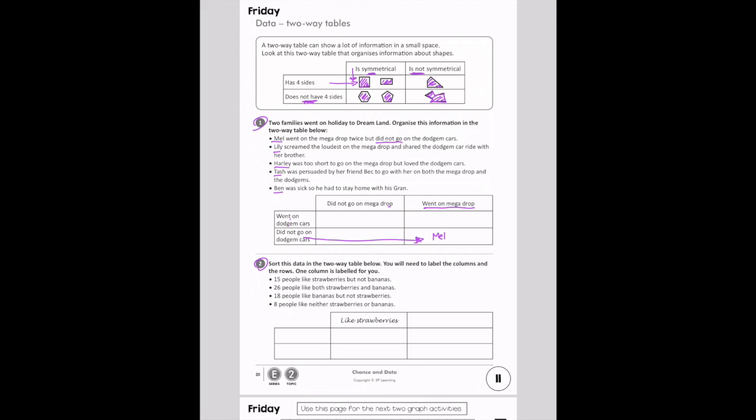Number 2, sort this data in the two-way table below. You will need to label the columns and the rows. One column is labeled for you. So here we have all the information, okay? So we need to label it first. So if this is like strawberries, what do you think this column is? It's the opposite, right? So does not like strawberries.